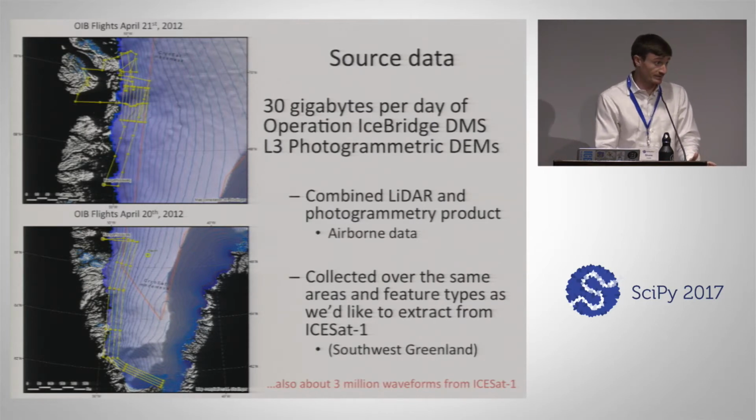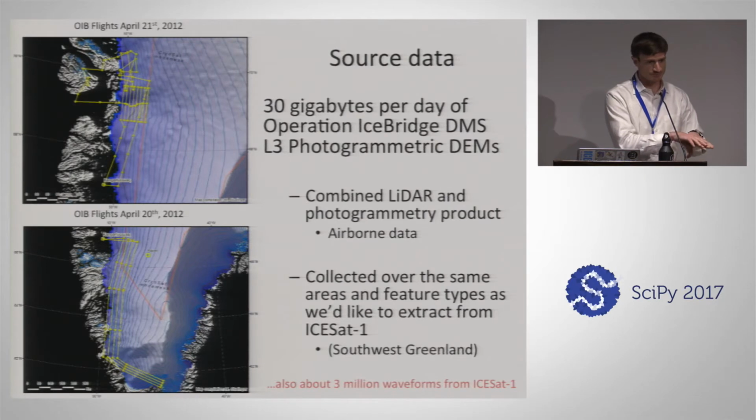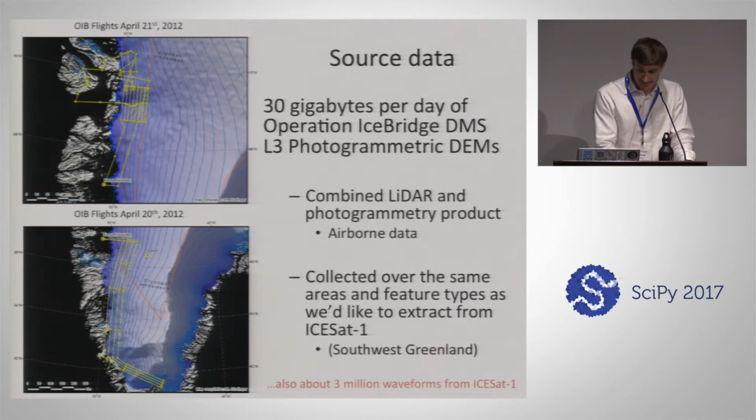The flights generate about 30 gigabytes of imagery data per day. They have these really nice products that are level 3 photogrammetric DEMs, where basically they have a LiDAR system, and they also have an imager that is taking ortho photos that they're then running through a photogrammetric pipeline, and then they're merging the LiDAR point cloud with the photogrammetric point cloud and rasterizing it. So you get this aligned, really high quality data set.